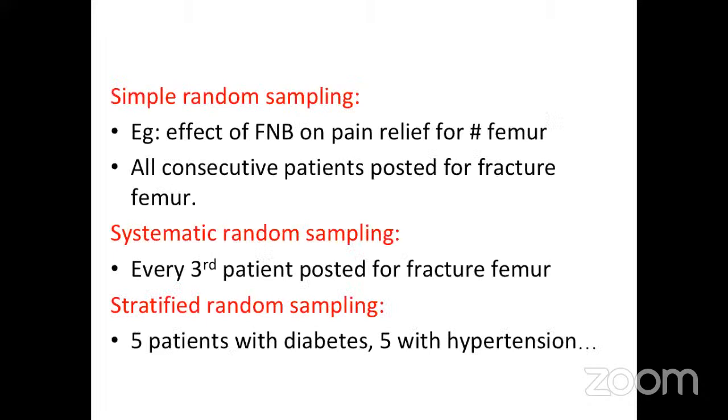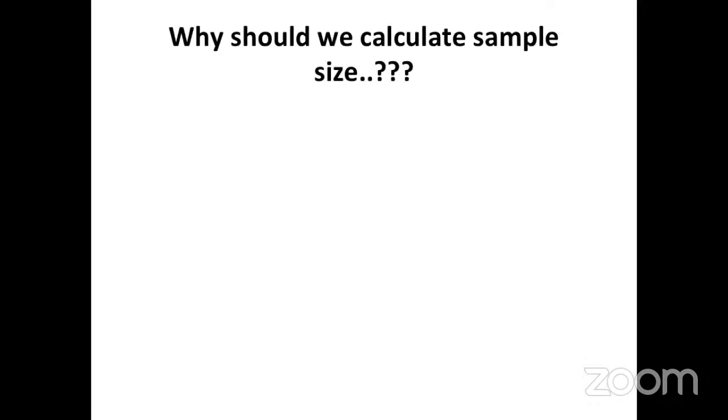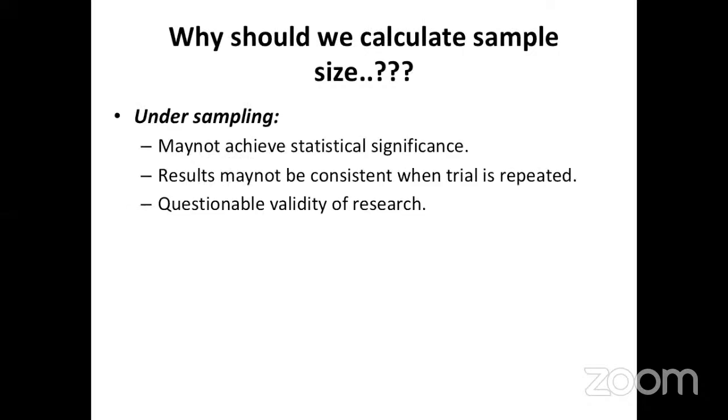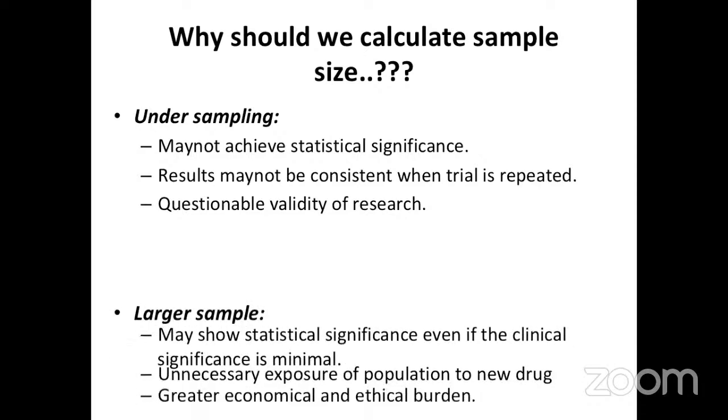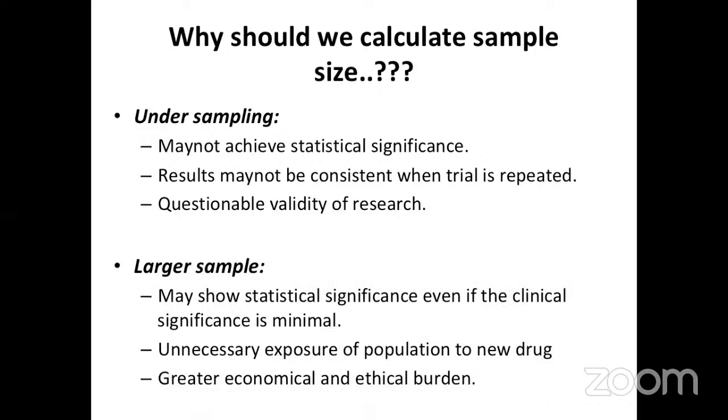So this is about sampling. Now you know from where you select the patient. Next, how many patients is determined by calculation of sample size. As I told earlier, if you don't have an adequate sample size, you many times fail to achieve statistical significance, and the result may not be consistent, which can result in questionable validity of research. At the same time, if you involve a large number of patients, it can result in unnecessary exposure of patients to a new drug, and greater economic and ethical burden.